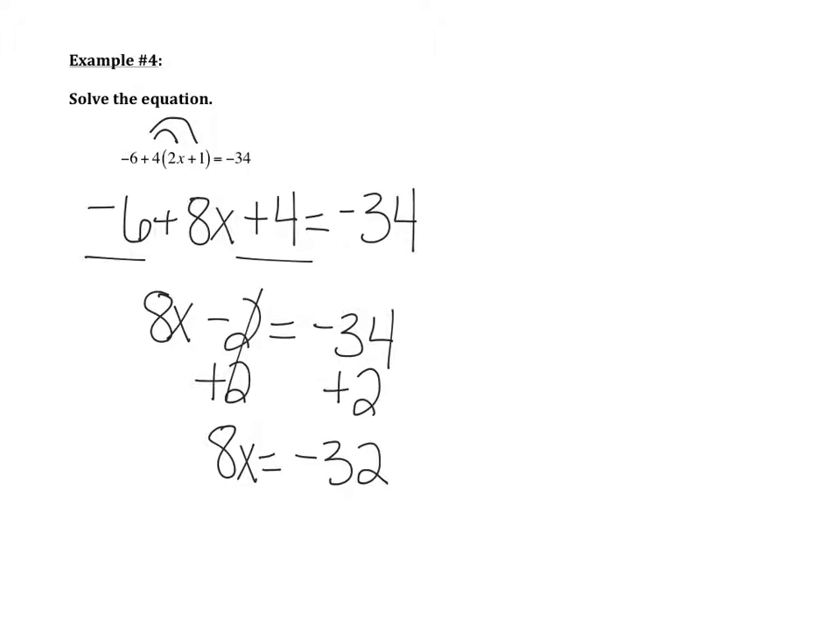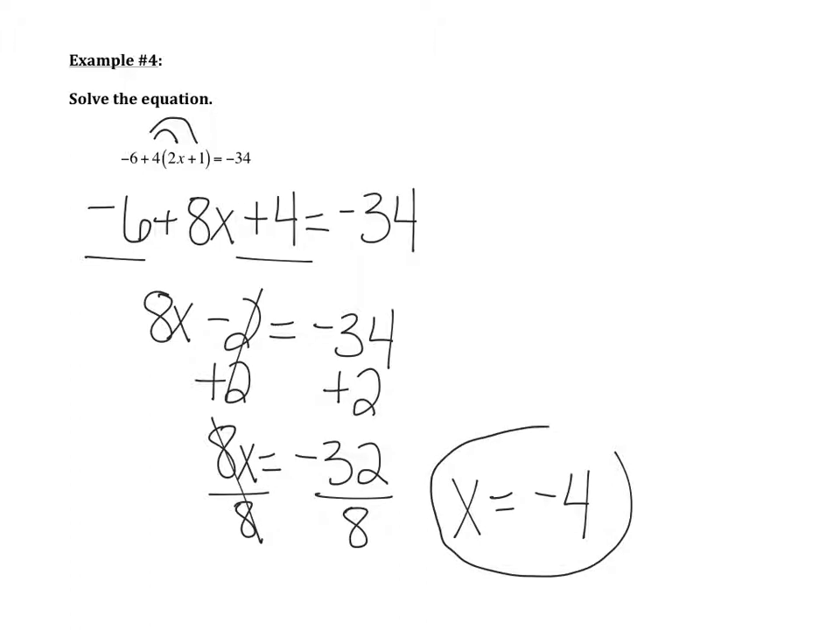So 8 times x, I'll divide both sides by 8 to get rid of that. 8 divided by 8 is 1, leaving me with just x on the left side, and negative 32 divided by 8 is negative 4. A negative divided by a positive is a negative. Remember, you can always plug it back in and see if you get what you started with.